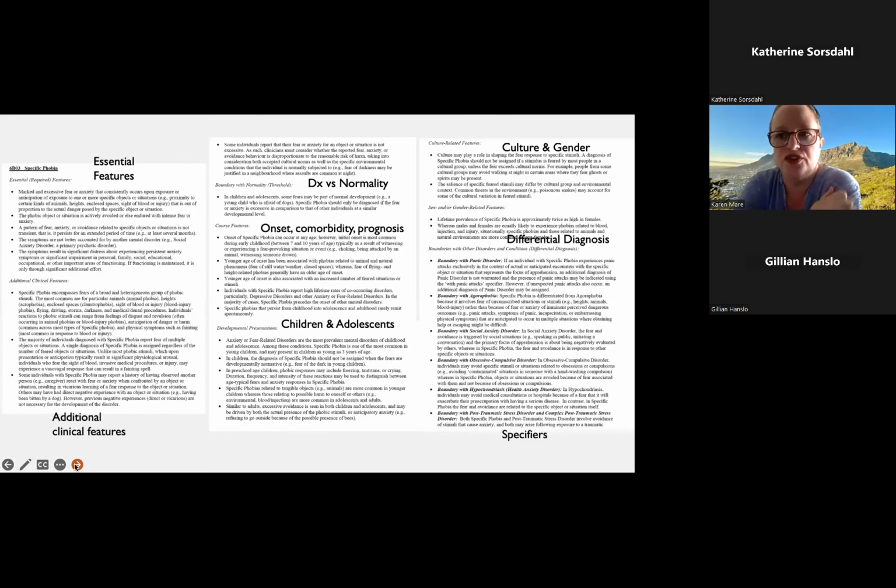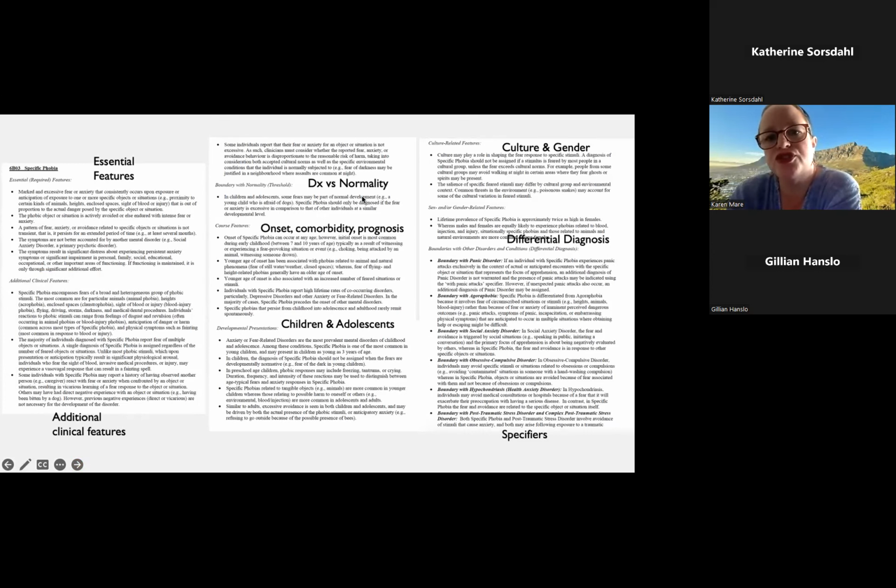This is just to show you that the ICD is very well organized. Each disorder consists of these different paragraphs or sections. So it starts off with essential features, which are really the core features of the disorder, the things that you really have to fall into that category. And then additional clinical features are mentioned.